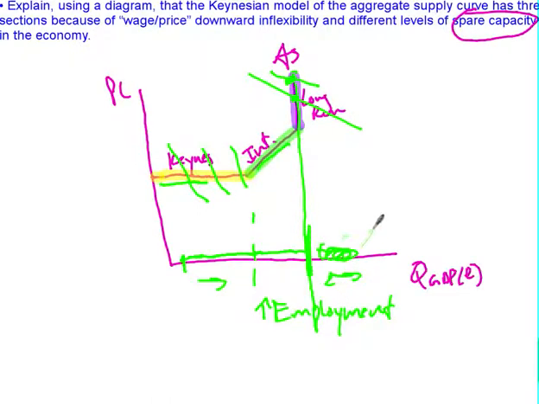All right, so that's the Keynesian model. So the Keynesian three parts talks about spare capacity and wage and price downward inflexibility.